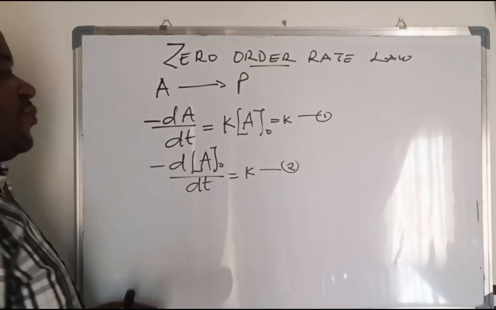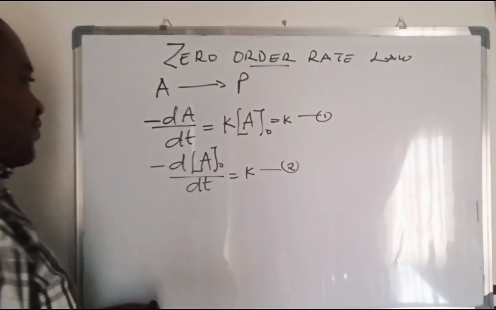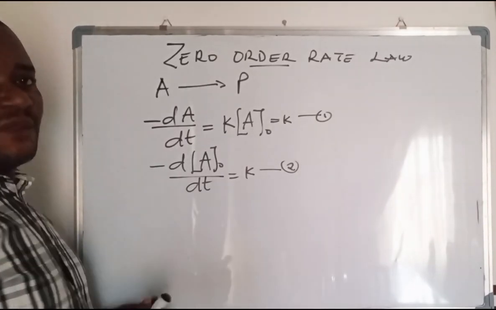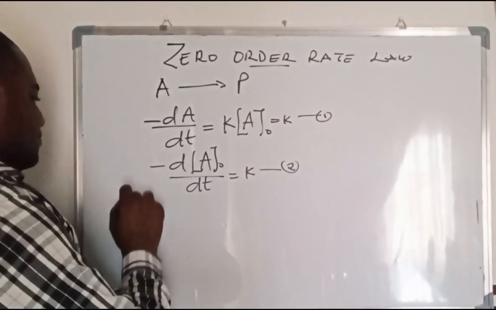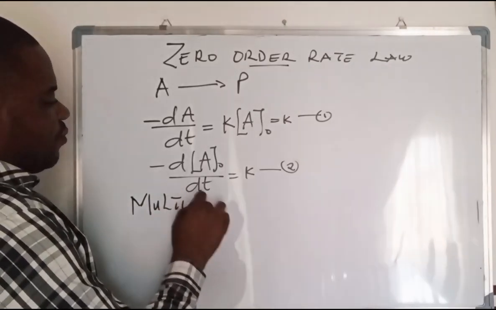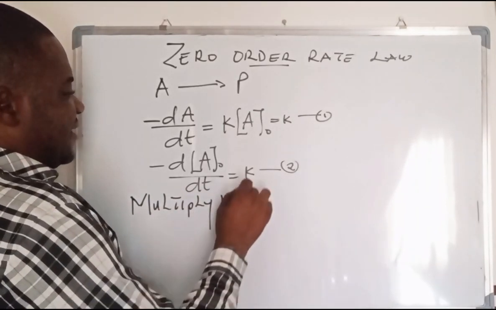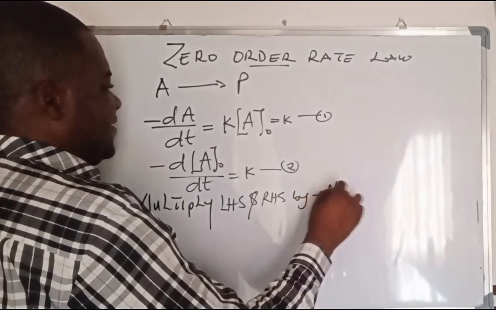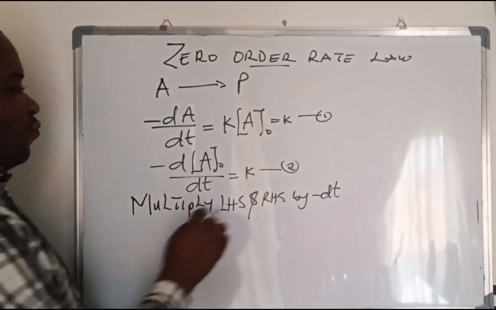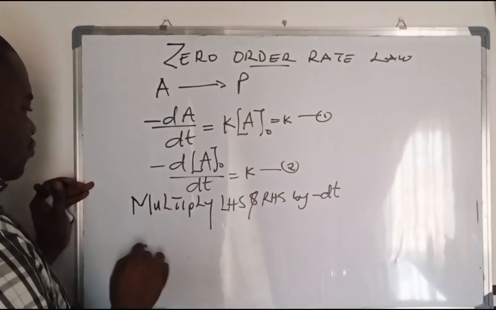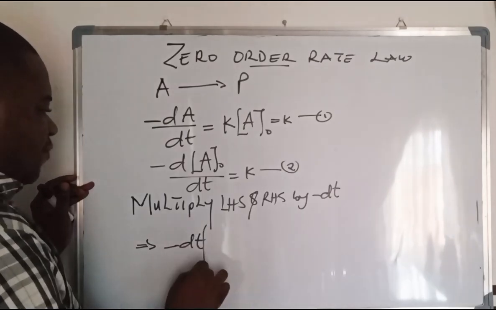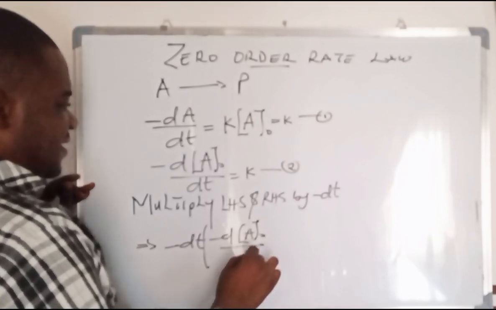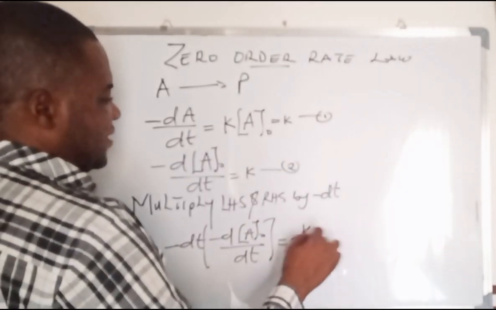Now, when we arrive at this point, there is need for us to do what? Eliminate the negative sign that we have here and cross multiply. So by this, we are going to multiply both the left hand side and the right hand side by what? Minus dt, which is this value. So when we do this, we are going to have minus dt multiplied by minus d[A] over dt, equals to what? Minus k dt.